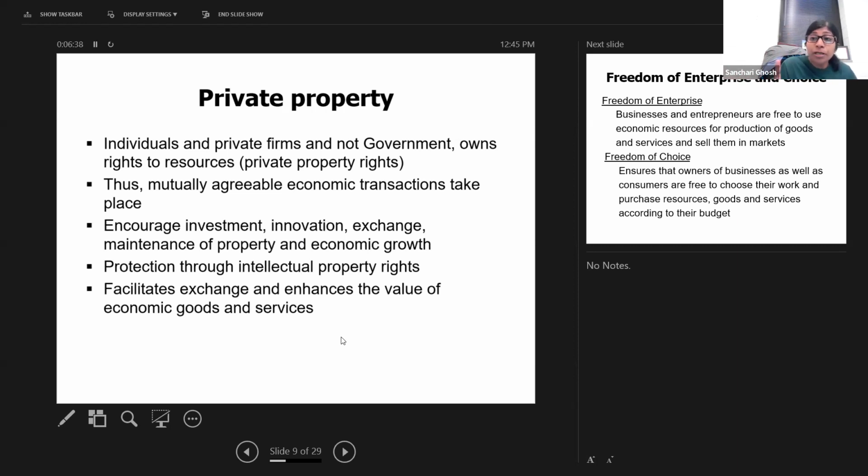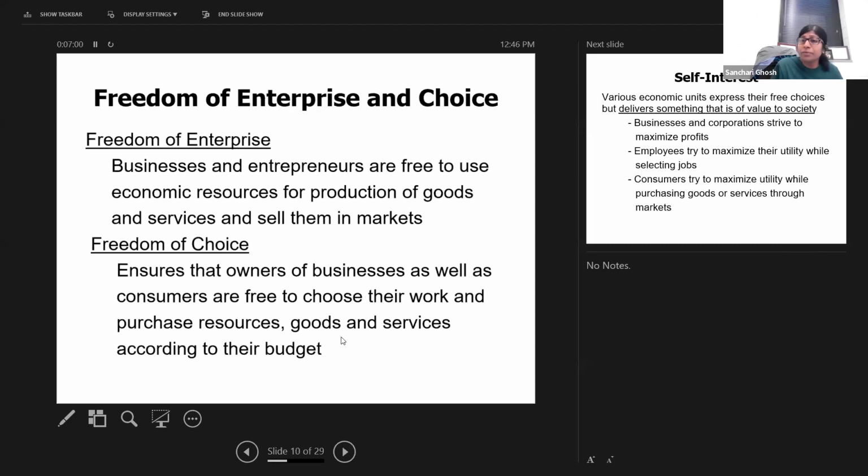It's very important to remember that if you have private property rights, there is a legal enforcement mechanism, like we discussed in pure capitalism, in place to take care of your private property. So anyone stealing from your property or anyone just taking your copyright is not acceptable. You have the freedom of enterprise and choice.